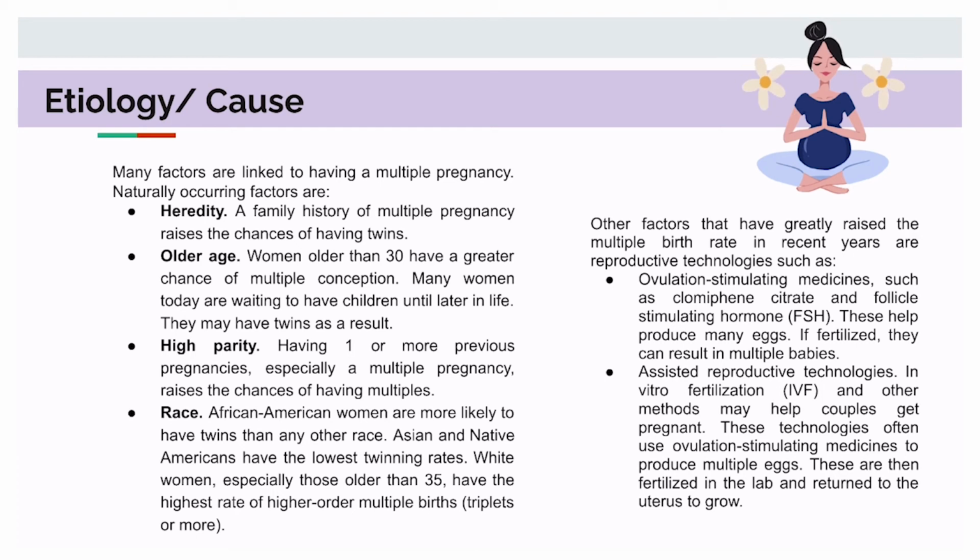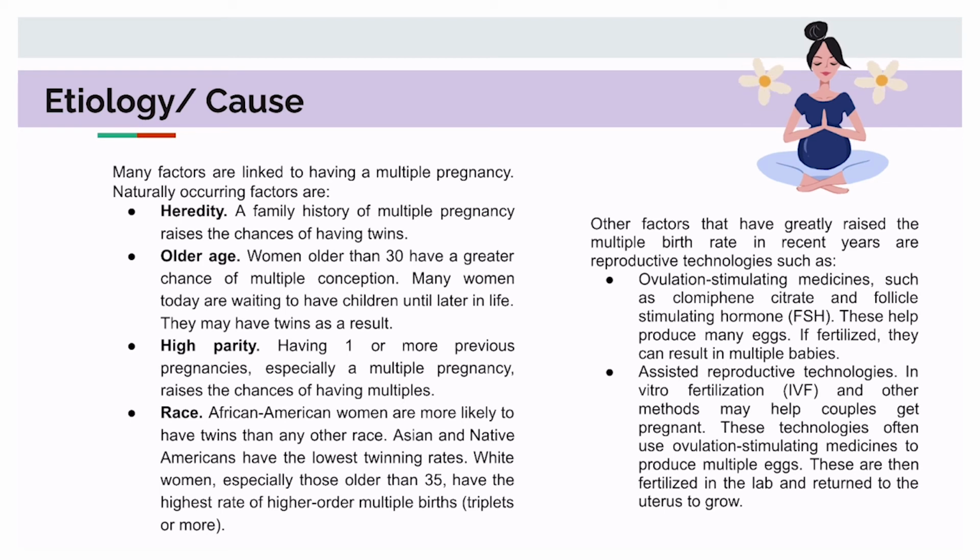They may have twins as a result. Next is high parity. Having one or more previous pregnancies, especially a multiple pregnancy, raises the chances of having multiples. Next is race. African American women are more likely to have twins than any other race. Asian and Native Americans have the lowest twinning rates. White women, especially those older than 35, have the highest rate of higher order multiple births, like triplets or more.